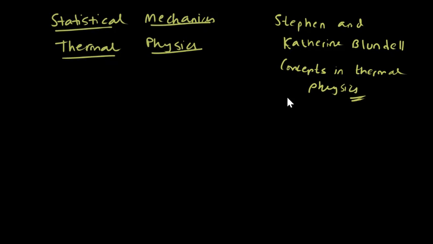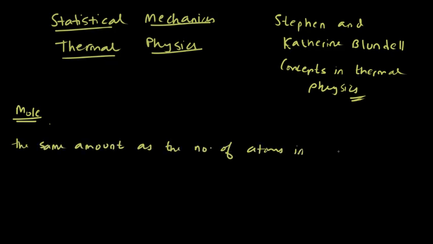I'll start off by brushing up two topics. These are taken from the first chapter of the book. Let's start with the definition of a mole. It means the number of something as much as the number of atoms in 12 grams of carbon 12. It's an isotope of carbon.